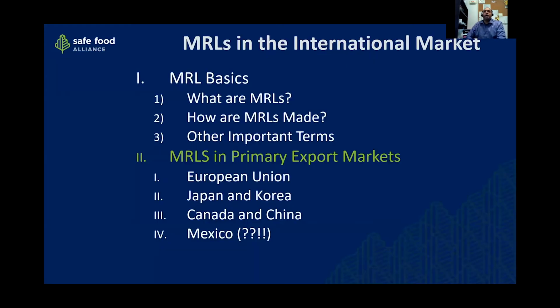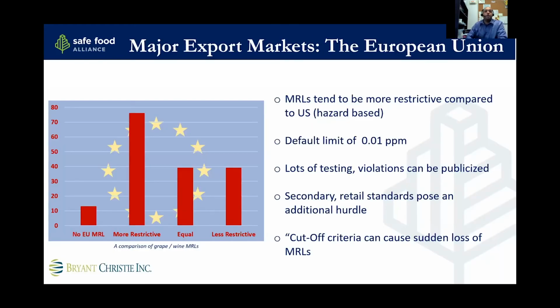All right, so just to wrap things up, let's go through some MRLs across different export markets and talk about how they change from place to place. So we'll start with the European Union, who really, along with the United States, tends to be one of the big dogs in pesticide regulation. Again, as you can see by this graph on the left, this is for grape and wine MRLs, but the EU tends to be quite a bit more restrictive when it comes to chemical hazards than the United States.